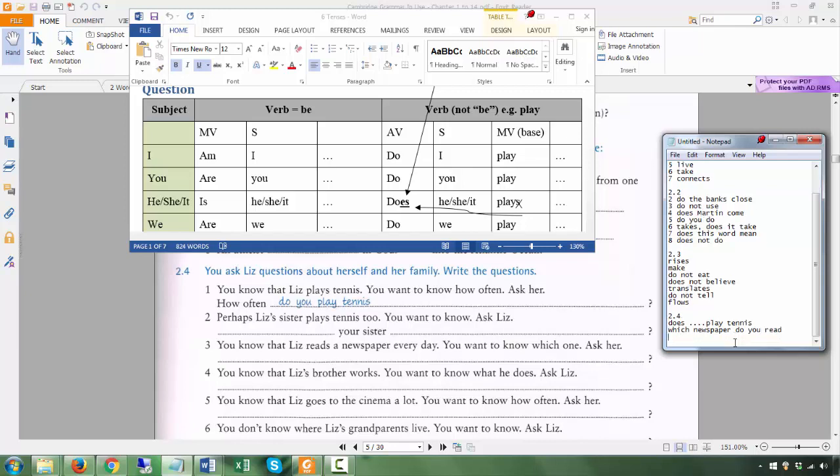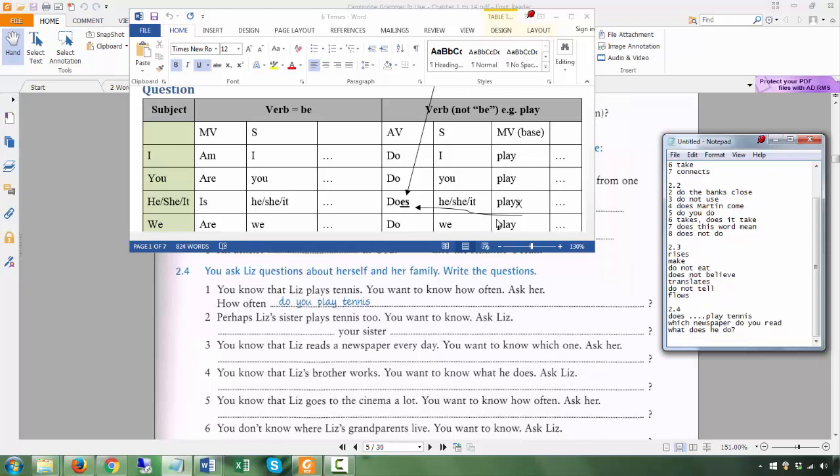Next, you know Liz's brother works. You want to know what he does. Okay, so you're asking, the subject here is not her but the brother. So what, and the brother is a he, she, it. Does he do? Okay.